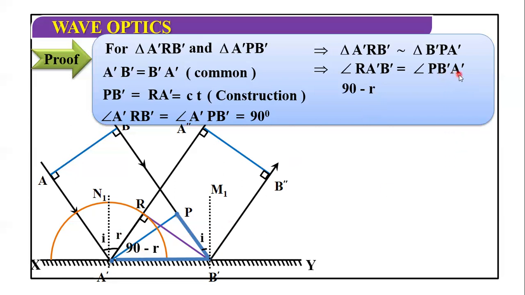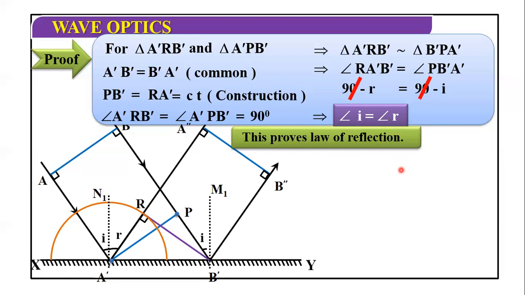And this P B dash A dash is 90 minus I, because this angle is I. So we can write this angle is 90 minus I. Now this 90 and 90 we can cancel from both sides. So we get minus R is equal to minus I. It means that I and R are both the same. So I is equal to R. I is the angle of incidence, R is the angle of reflection, and both are equal. Here we proved the relationship between I and R, and this is the law of reflection.